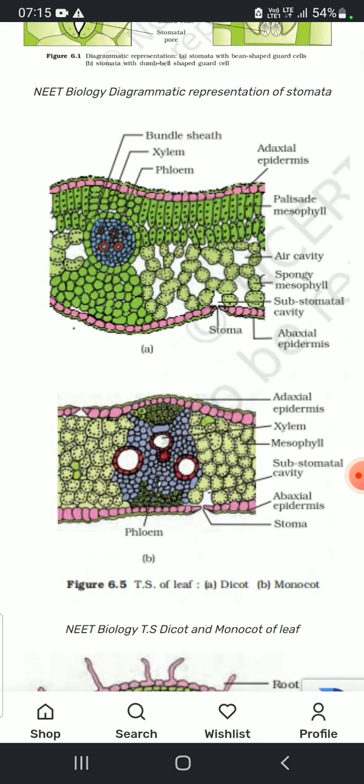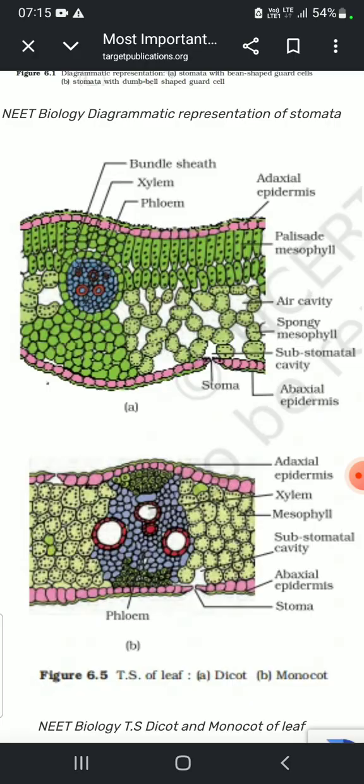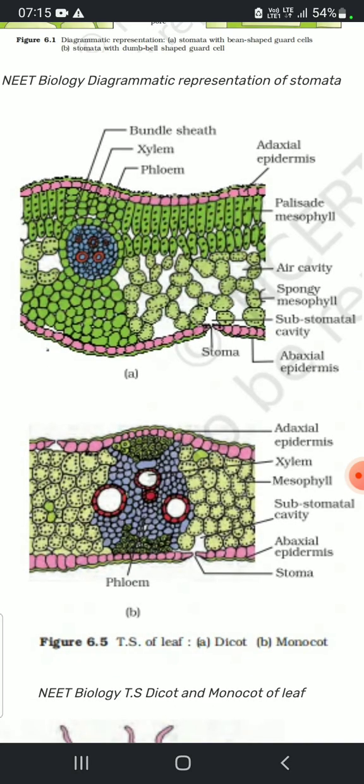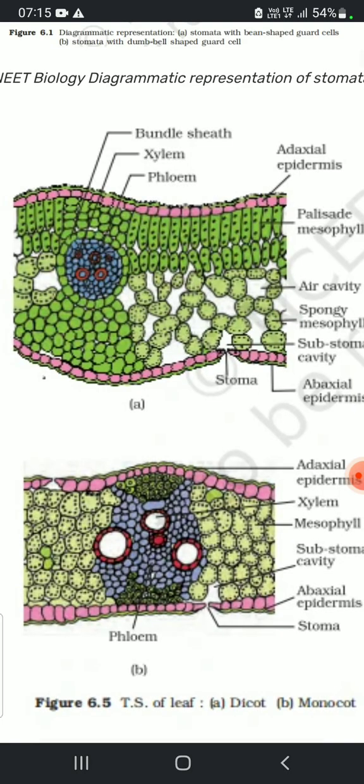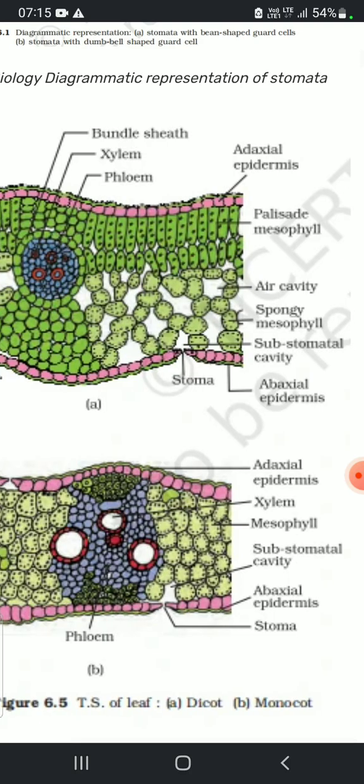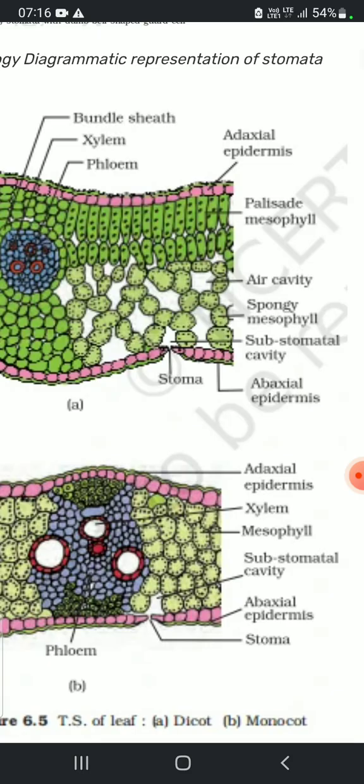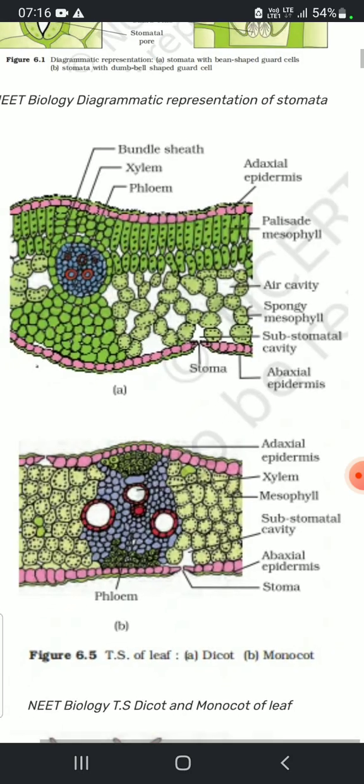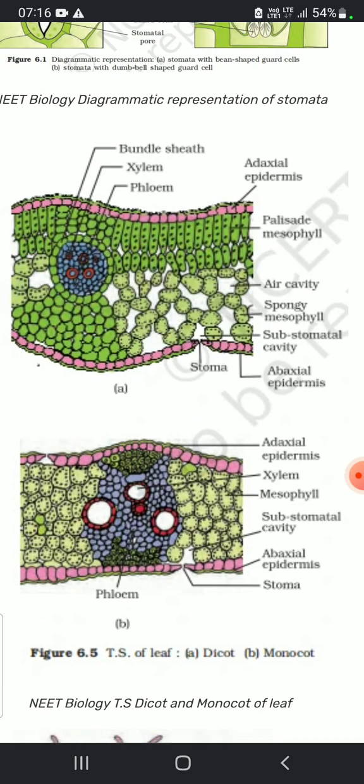Next diagram is of dicot leaf. So we can see the thick layer of bundle sheath cells surrounding the vascular bundles. We have xylem which are shown by rounds. Then we have the phloem distributed in between it. Next we have adaxial epidermis, and below we have abaxial epidermis. Then the space is called stoma. We can see the substomal cavities. Then we have the spongy mesophyll. Then we have air cavity, and then we have the palisade mesophyll.